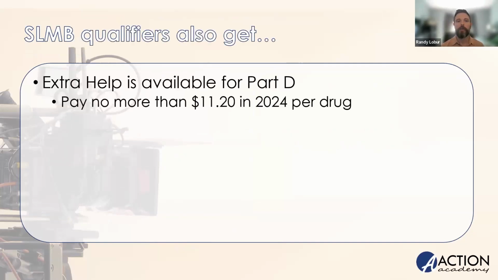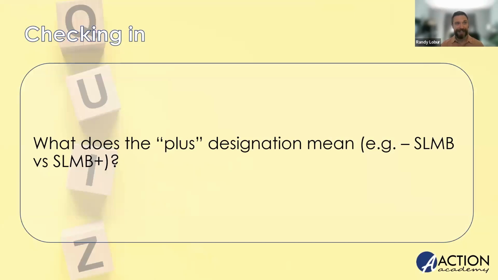I should also note that for QMBs and SLIMBs, they should automatically be enrolled in Extra Help. But again, that process isn't always as automatic as it should be, so you want to check that out with them as well. A lot of technical vocabulary coming to you, but really what's important for you to know here is the answer to this question, and if you know this, we're doing well here this morning. What does the plus designation mean?